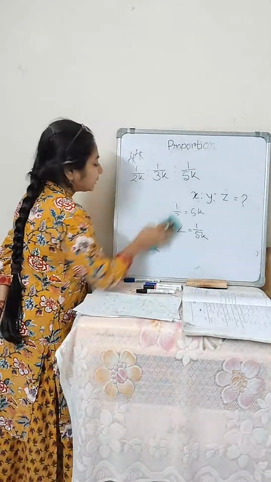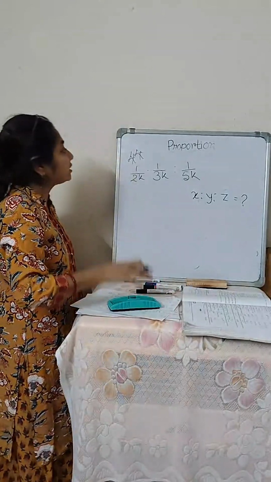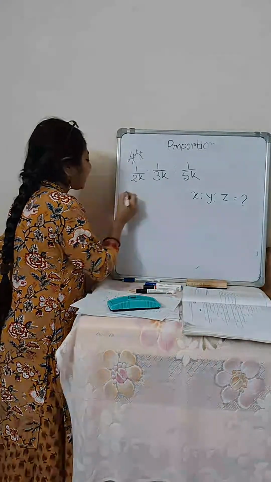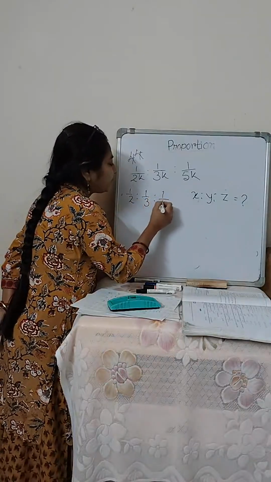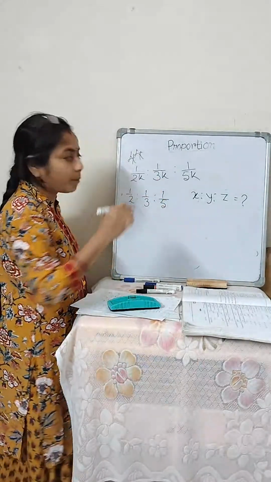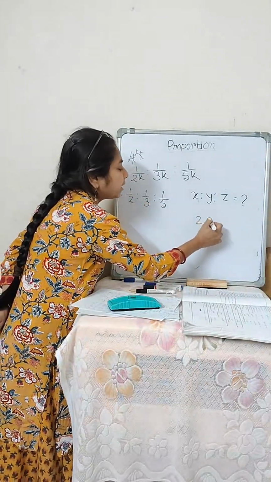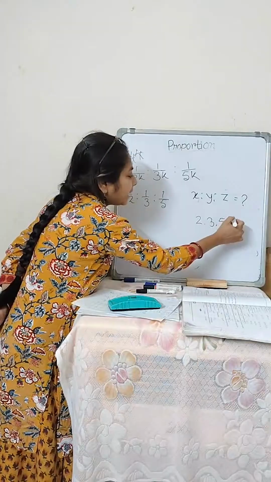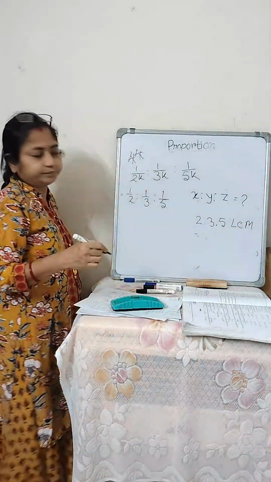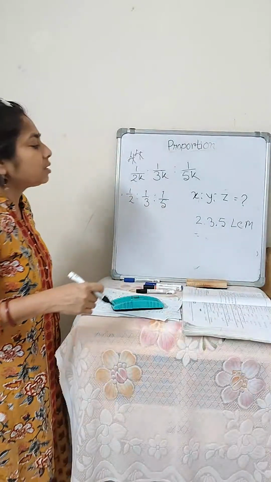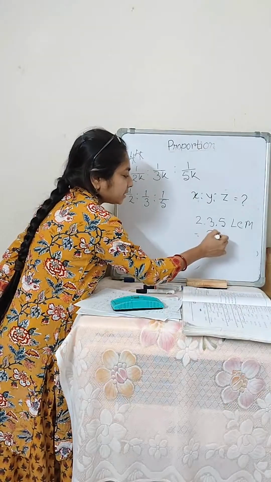Now what is the next procedure? It is not the answer. I can write 1 by 2, 1 by 3, 1 by 5, but it is not the proper answer. First, what are we doing? Find the LCM of 2, 3 and 5. You can check all the numbers are prime numbers, so you just multiply. LCM is 30.